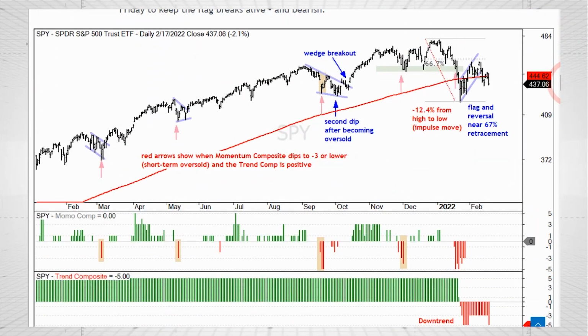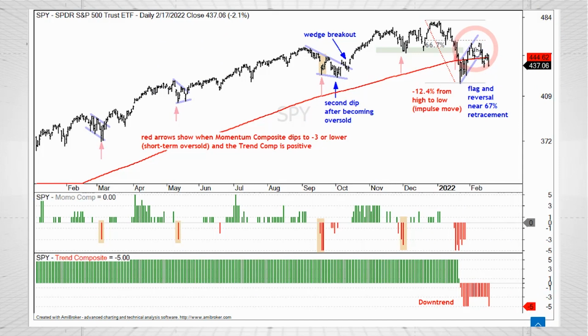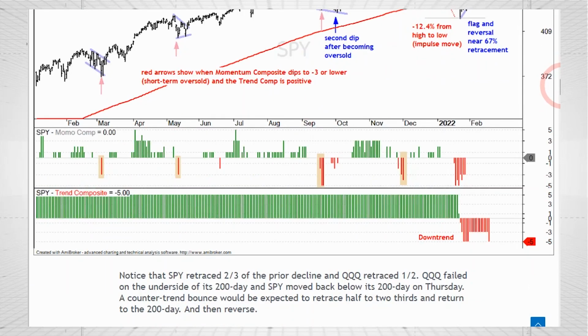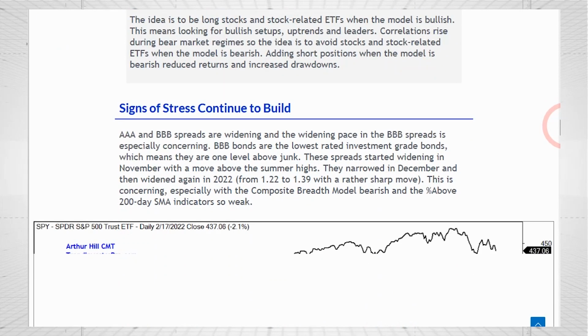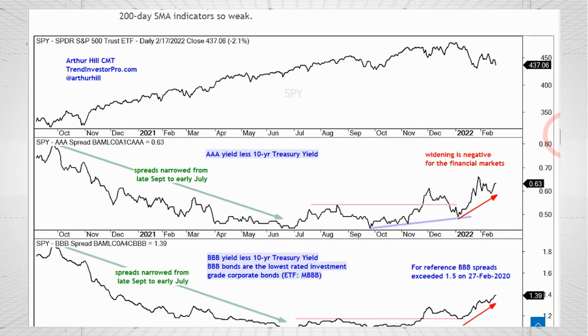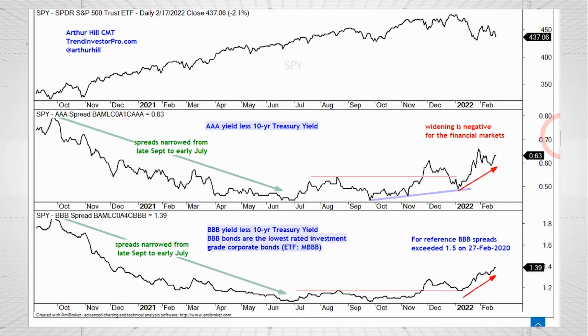And I also post some commentary. We were looking at the flag breaks in SPY and QQQ a week ago. So those preceded the declines that we saw over the past week. We had flag breaks. Also on the market regime page, I update the yield spreads. And we're also seeing a widening in the yield spreads. Especially look at the triple B spreads. They have been widening this year in 2022, and that shows more signs of stress in the credit markets.